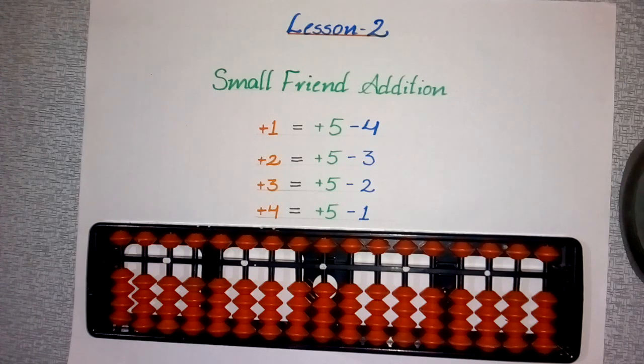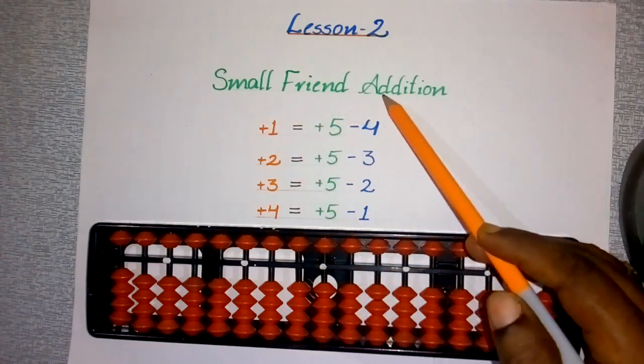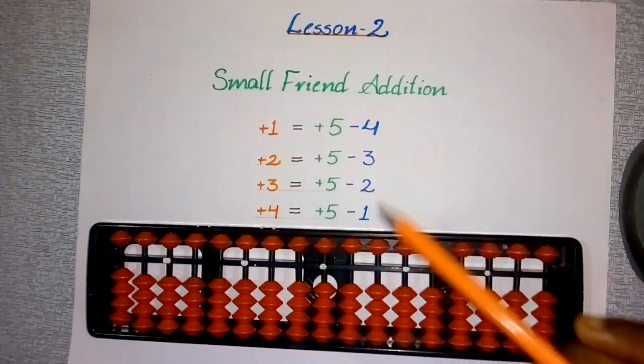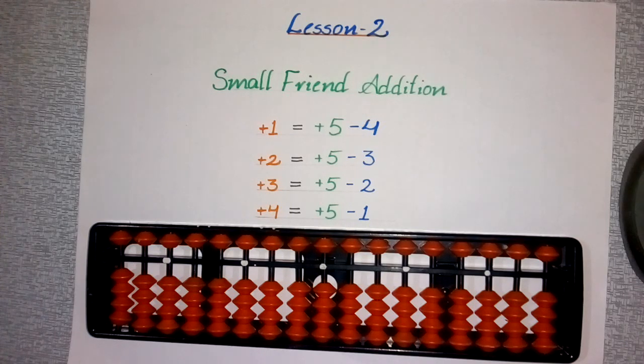So the first formula concept used on the abacus is small friend addition. When do we use small friend addition? Let us check. Let us start with an example.